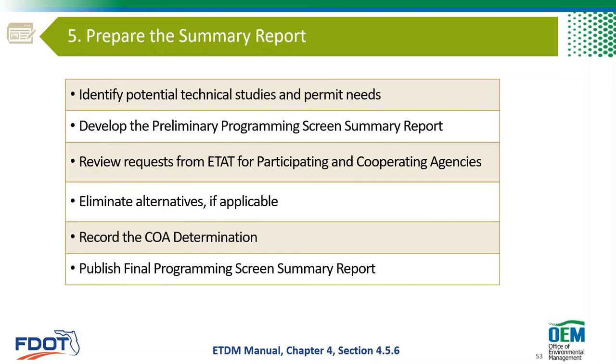And then after that's done, you republish the summary report. And then the title changes to Final Programming Screen Summary Report. And that really posts all this additional information that you've done after the preliminary, especially the class of action, so that the ETAT is getting feedback, not just on their comments, but on the decisions moving forward with the project, especially with the class of action. So they'll know for sure, okay, this is a SEER now.